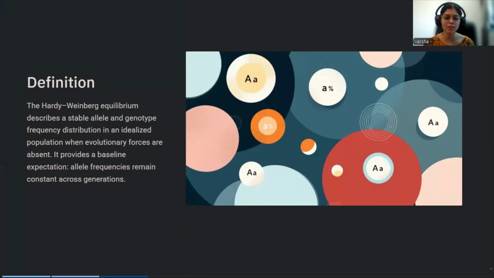This simple equation actually helps us determine whether evolution is occurring in a population or not. Now, before we solve the numericals, let's understand the logic behind it. Imagine there is a population where there is no mutation, no migration, no natural selection, and random mating is happening. What will happen to the allele frequencies over generations? They will remain constant. And that stability is what we call Hardy-Weinberg equilibrium.